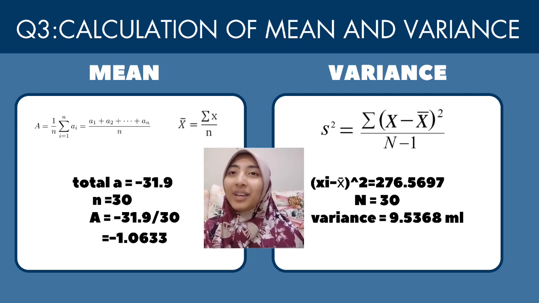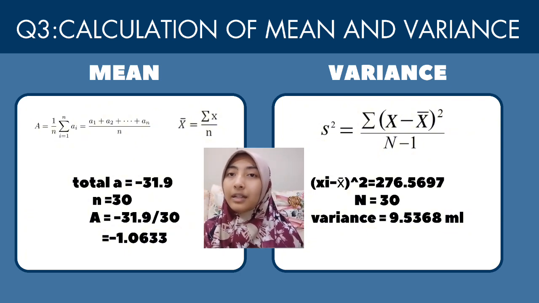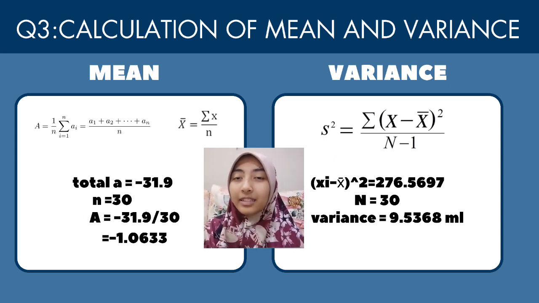For the variance, we have the formula of S squared equal to the sum of (xi minus the mean) squared, and then we divide it by total data minus 1. For this experiment, the sum of (xi minus the mean) squared is equal to 276.5697. To find the variance, we divide it by total trials minus 1, and we get the variance, which is 9.5368 ml.